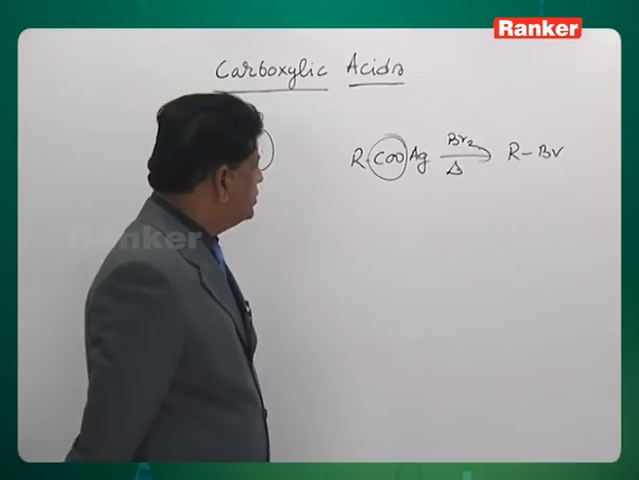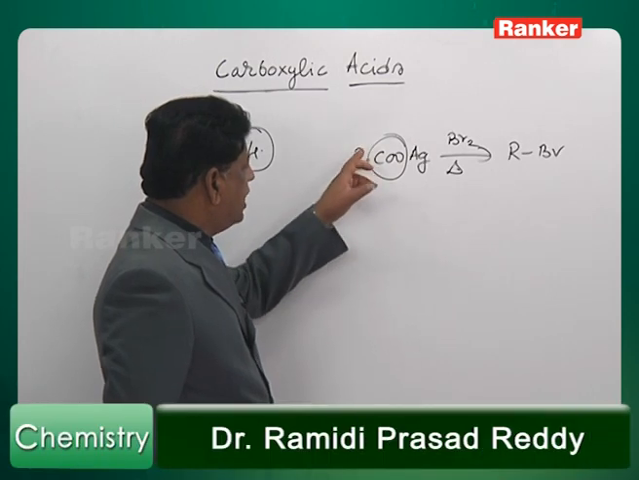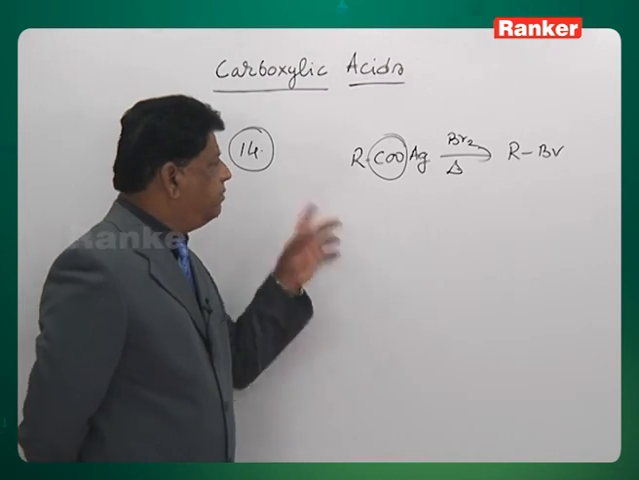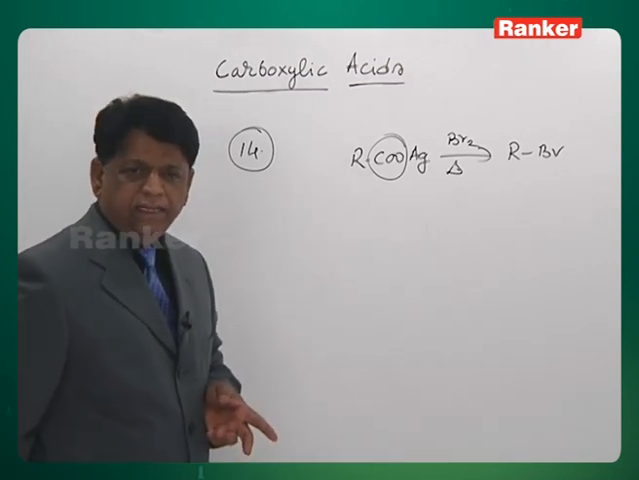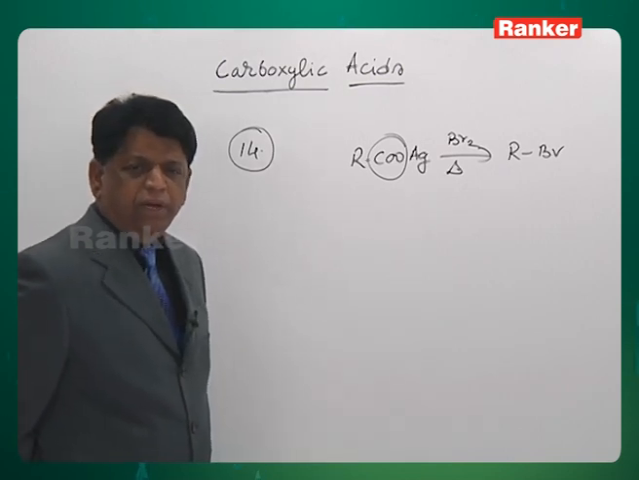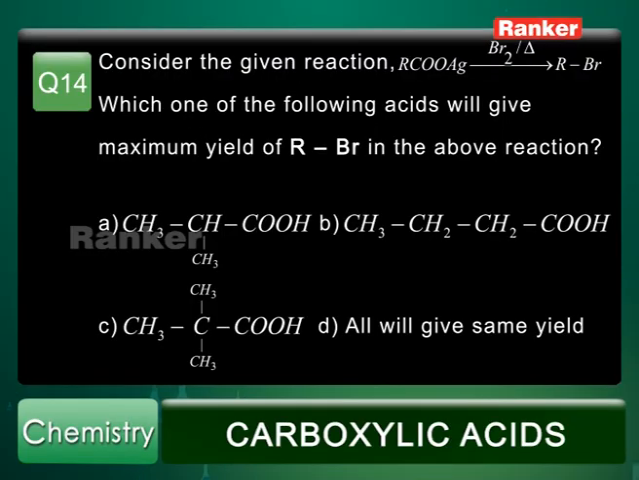Which of the following acids will give the maximum yield of alkyl bromide in the above reaction? The process goes through the carbanion formation mechanism. Through the carbanion, the primary compounds will bear the carbanion easily, while for tertiary the carbanion formation will be difficult. So therefore primary carboxylic acids undergo the decarboxylation reaction fast. So the first one is a secondary carboxylic acid, option B is a primary carboxylic acid, C is a tertiary carboxylic acid, and 'all give the same yield' is wrong. So B is the right answer.